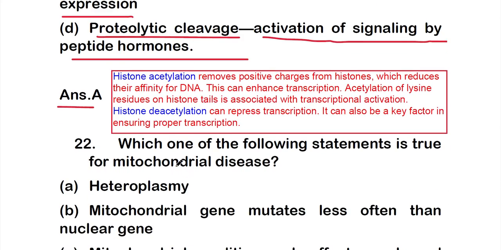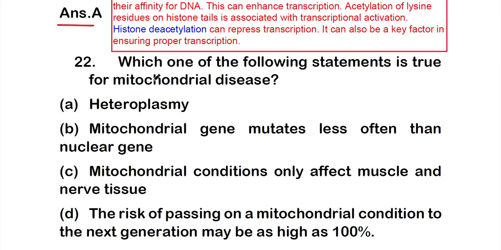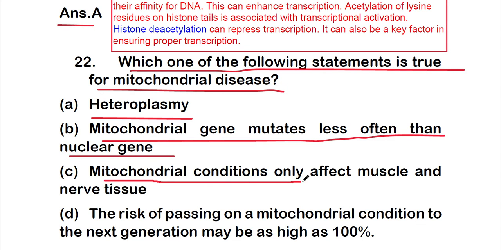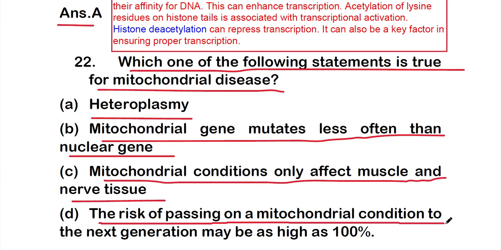So let's move on to question number 22. Which one of the following statements is true for mitochondrial disease? The options are: option A, heteroplasmy; option B, mitochondrial genes mutate less often than nuclear genes; option C, mitochondrial conditions only affect muscle and nerve tissues; option D, the risk of passing on a mitochondrial condition to the next generation may be as high as 100%. So which one is correct about mitochondrial disease?